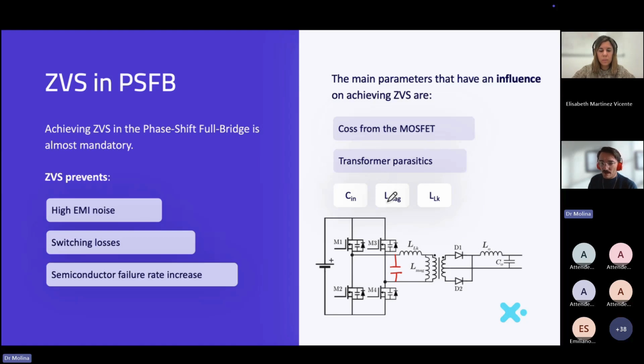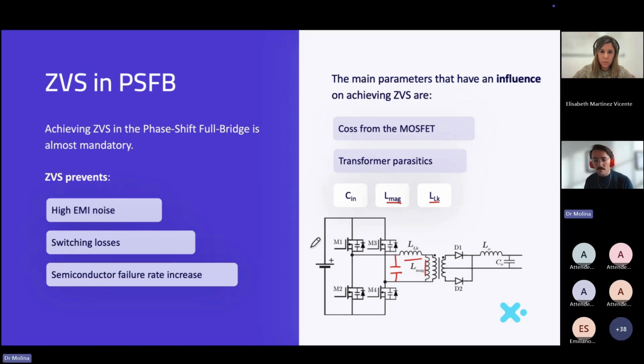Then you have the magnetizing inductance, that is this inductance here, which is going to play a role, and the leakage inductance, that is leakage or an external inductor in case there is an additional inductor here, is playing a big role.